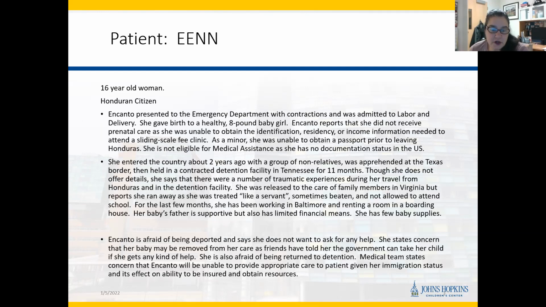She states concern that her baby may be removed from her care, as friends have told her the government can take her child if she gets any kind of help. She's also afraid of being returned to detention. The medical team states concern that Encanto will be unable to provide appropriate care to her baby, given her immigration status and its effect on her ability to be insured and obtain resources.